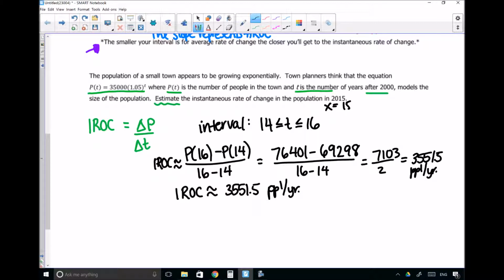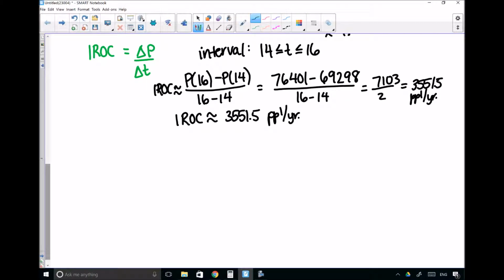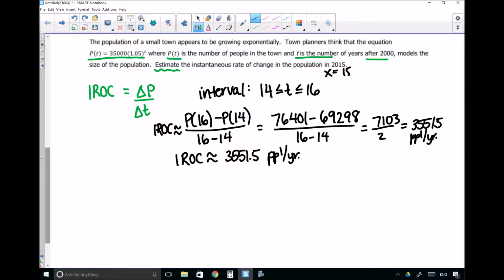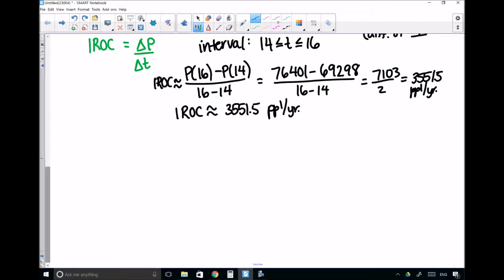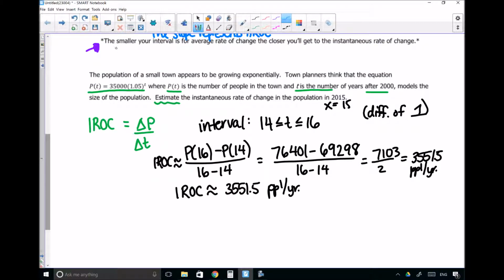Okay, but I wonder, can I make it a little bit more accurate? Technically what we did is we used a difference of one above and one below. Let's make it even smaller. Let's use an even better interval, because the smaller our interval is, the more accurate our answer is, because the smaller we make it, the closer it gets to the tangent line that we're looking for. So that's what this is saying right here. The smaller your interval is for your average rate of change, the closer you'll get to the instantaneous rate of change. For the estimate of your instantaneous rate of change, you get closer to the tangent line.